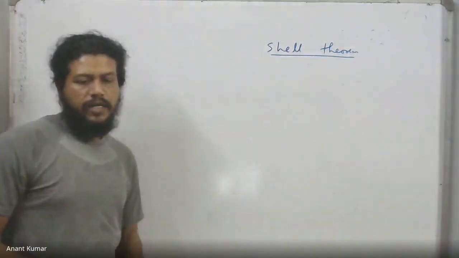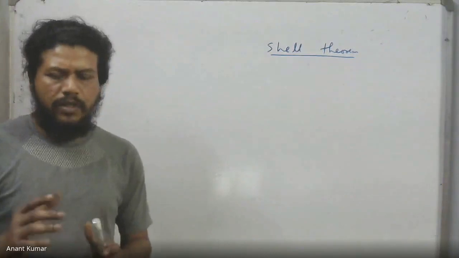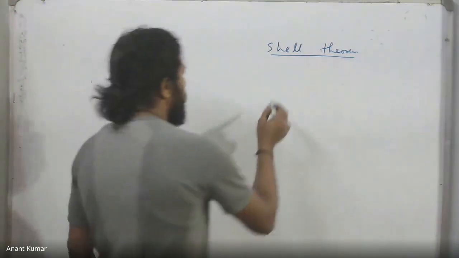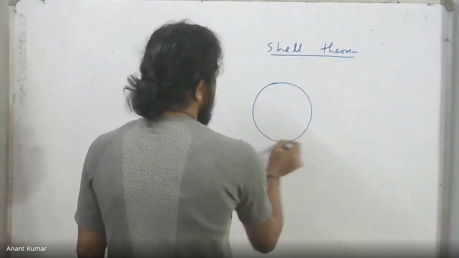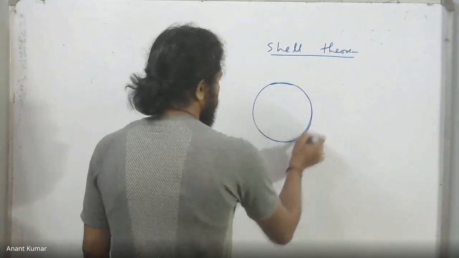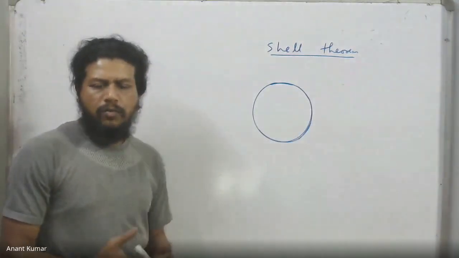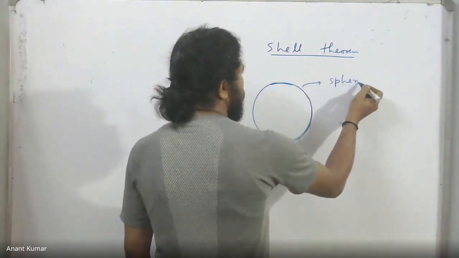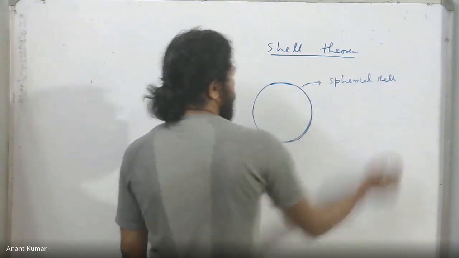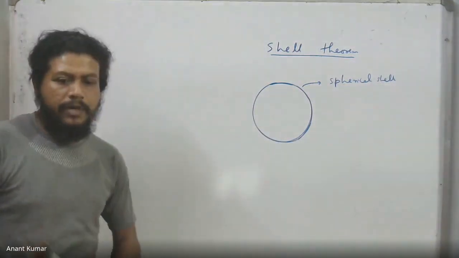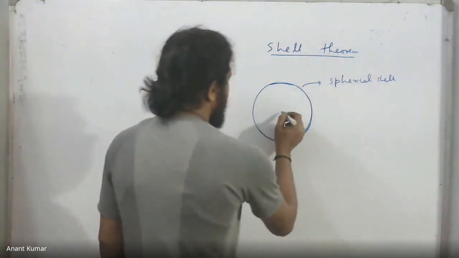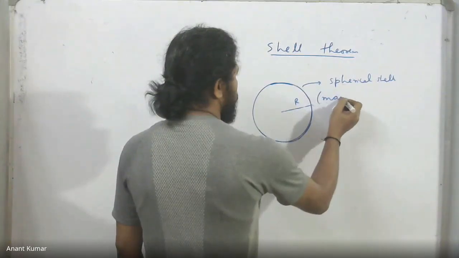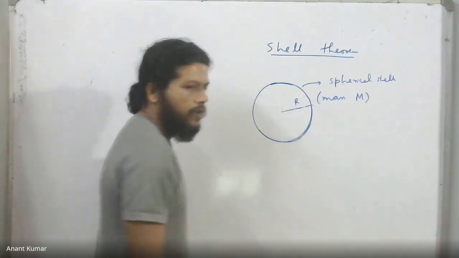The shell theorem says: let's talk first about a spherical shell. It is a hollow sphere, like a football, for example. If you have a uniform, homogeneous spherical shell, which implies that it is empty from inside, the radius is say capital R, and the mass is capital M. It must be uniform, homogeneous.